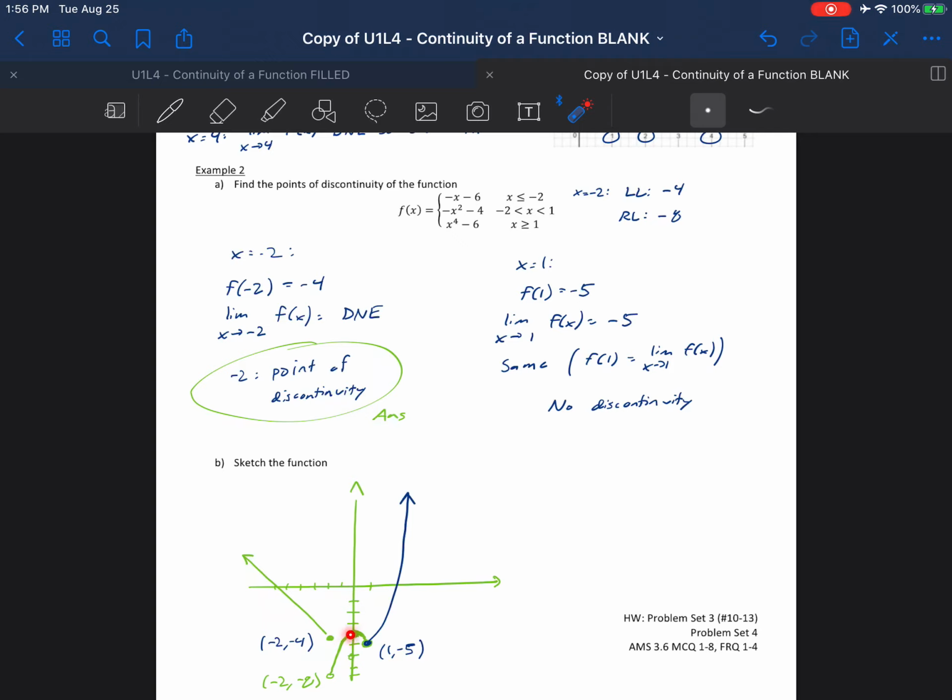At +1, yeah, the function changes, but the function value is the same. It's -5, and the limits are the same. So this is interesting. This is a continuous point, but it's called a cusp. So it's a place where the derivative doesn't exist.